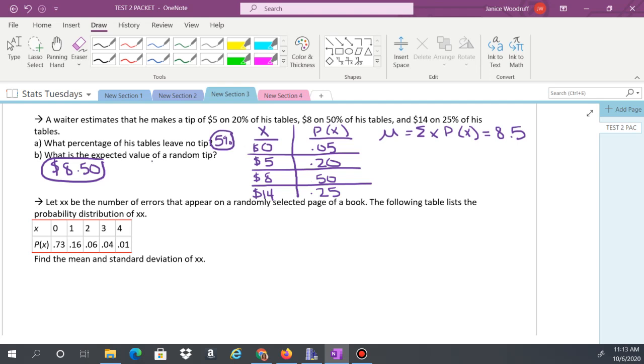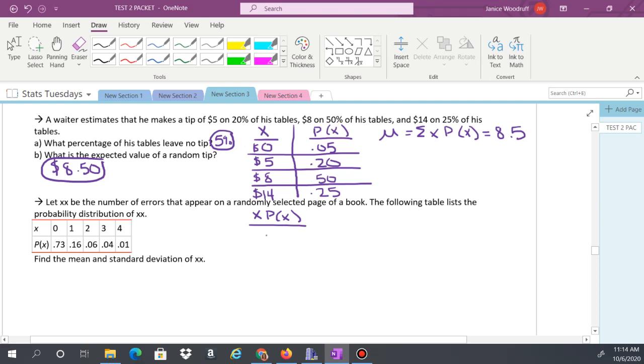All right, second problem. Let x be the number of errors that appear on a randomly selected page of a book. The following table lists the probability distribution. Find the mean and standard deviation. Okay, so you're finding the mean and the standard deviation. For the mean, you want x times p of x. So we can go ahead and set that up here: x times p of x.